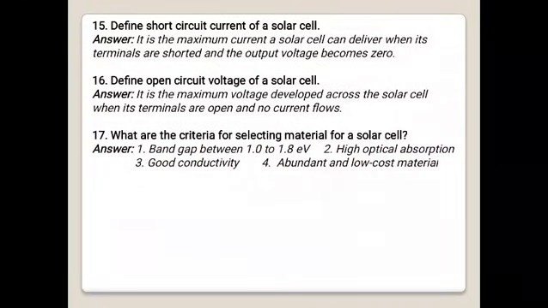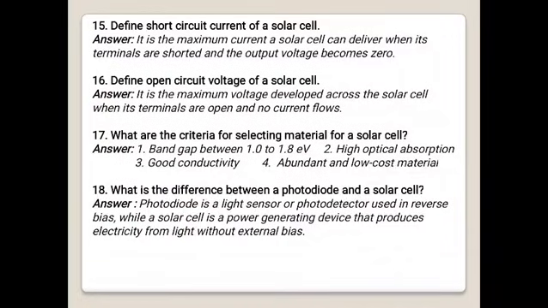What are the criteria for selecting material for a solar cell? Answer. First, band gap should be between 1 to 1.8 electron volt. Second, high optical absorption. Third, good conductivity. And fourth, abundant and low cost material.